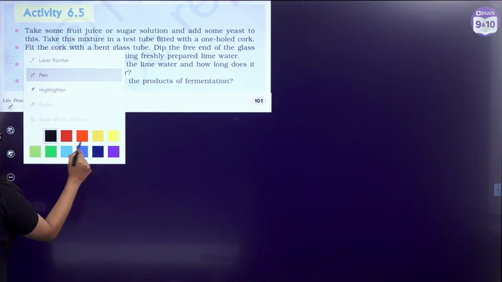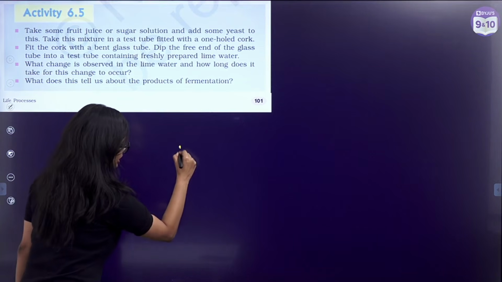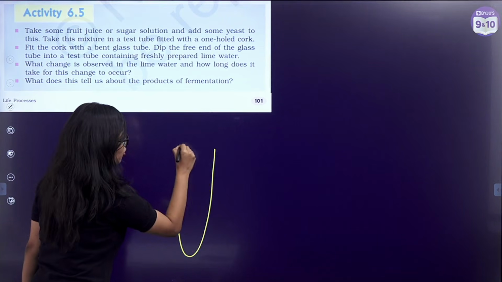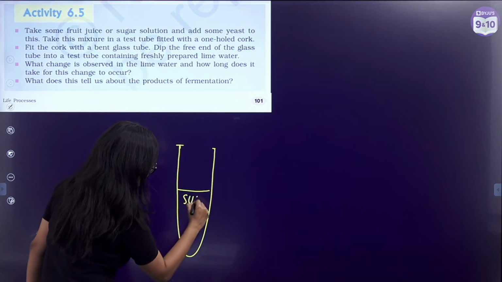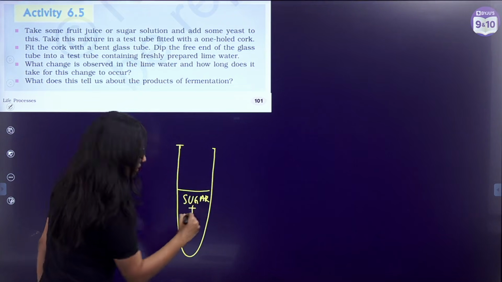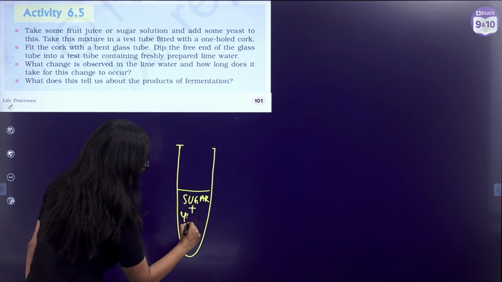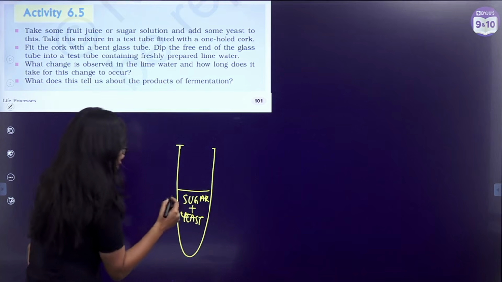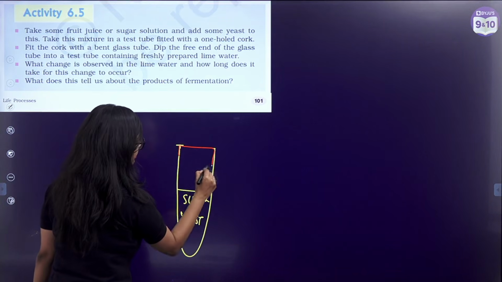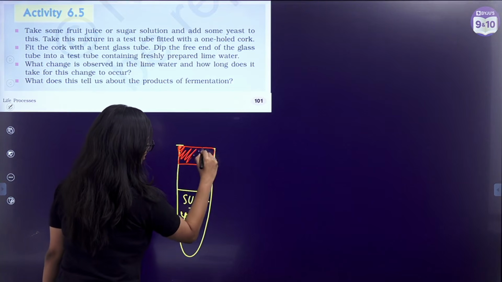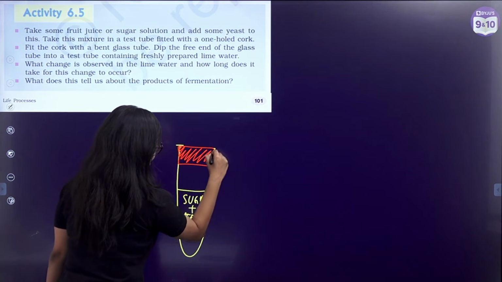Okay, so now I have taken a test tube. Yes, so let's draw a test tube. Most of our activities are related to test tube. So now I have added what all? I have added sugar or maybe some natural fruit source and I have added yeast, right? Now I have tightly sealed it with a cork. I'm just going to make sure that it is tightly sealed.